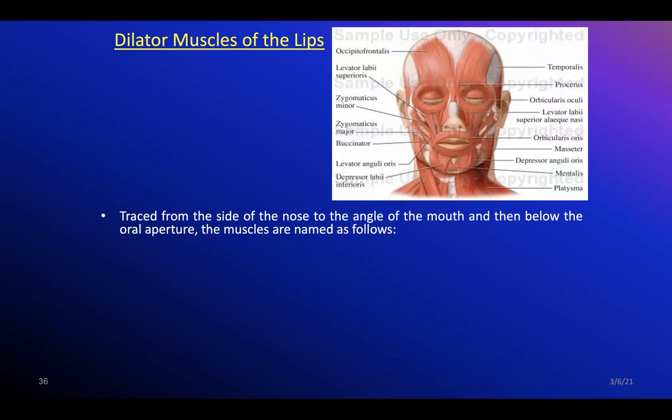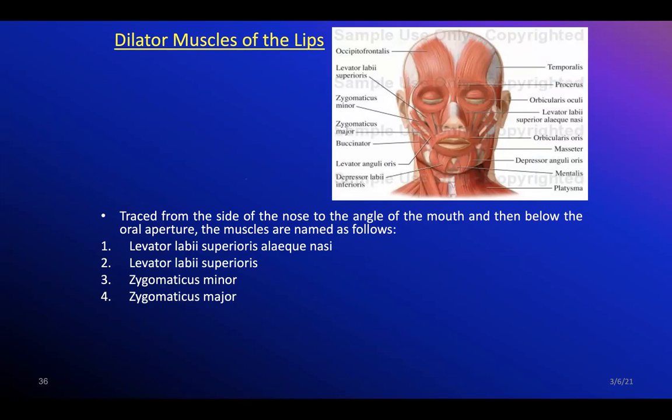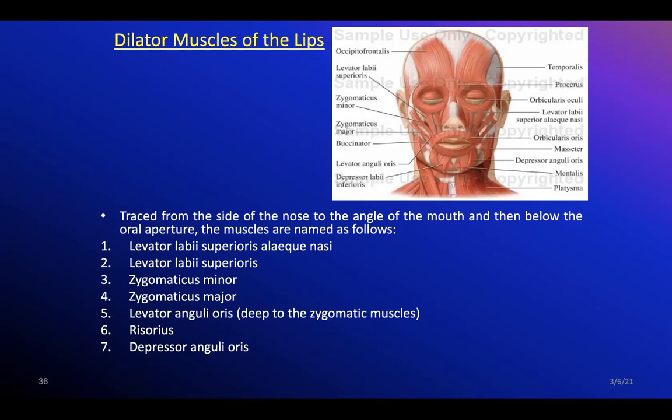Traced from the side of the nose to the angle of the mouth and then below the oral aperture, the muscles are named as follows: the levator labii superioris alaeque nasi, the levator labii superioris, the zygomaticus minor, the zygomaticus major, the levator anguli oris, which is deep to the zygomatic muscles, the risorius, the depressor anguli oris, the depressor labii inferioris, and the mentalis.